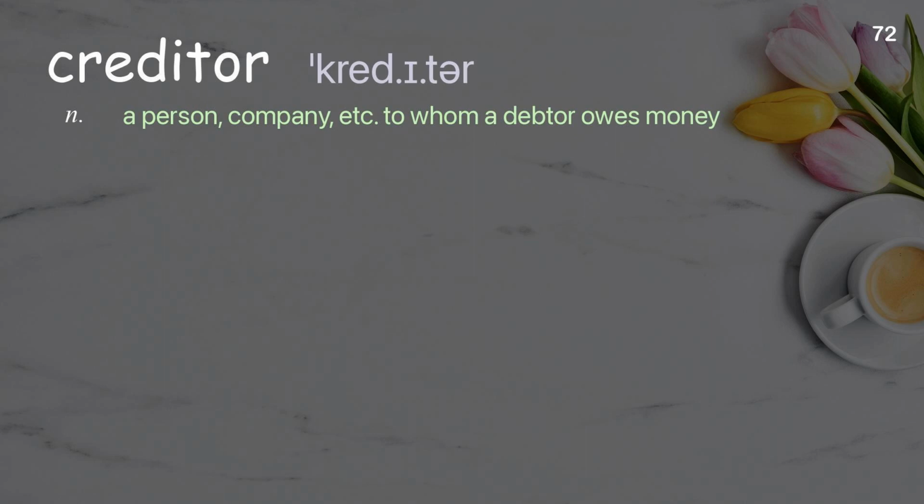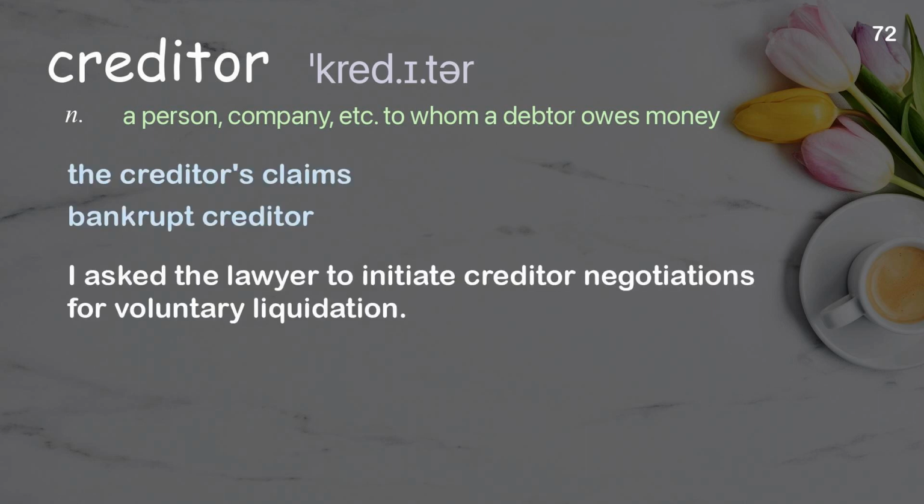Creditor: a person, company, etc., to whom a debtor owes money. Examples: The creditor's claims. Bankrupt creditor. I asked the lawyer to initiate creditor negotiations for voluntary liquidation.